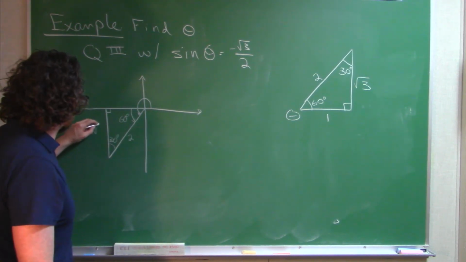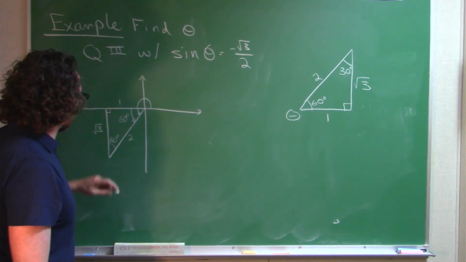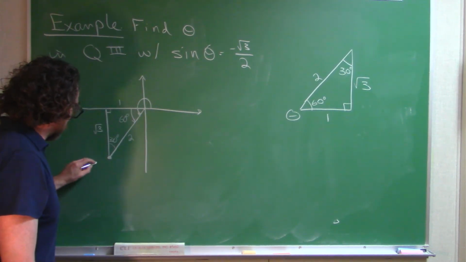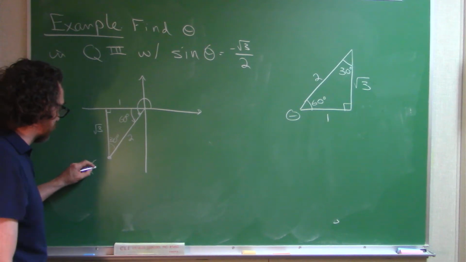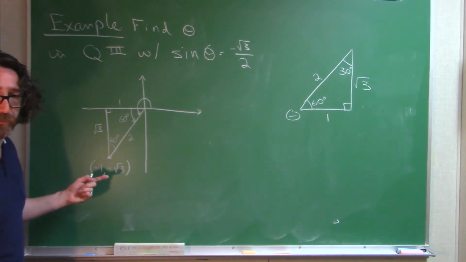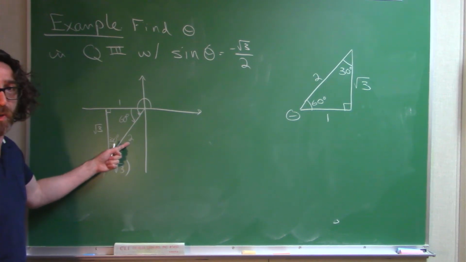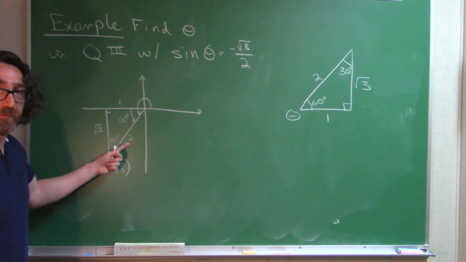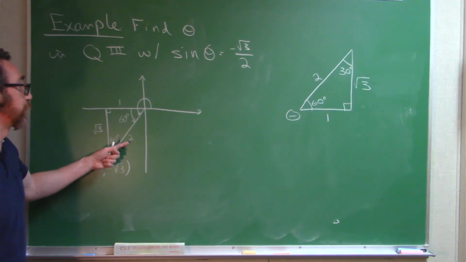There's the 2, radical 3, there's the 1. If I were to look at this point, it would be negative 1 comma negative radical 3. And sine is y over r. Okay, going back to the definition of the trig functions as angles in standard position.